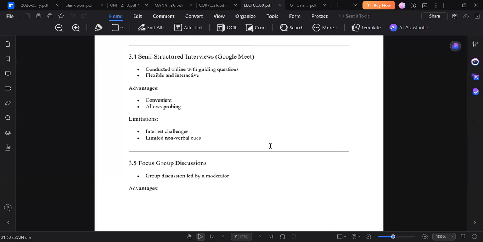Number one, the aspect of convenience. So participants and researchers can join at any location. You save time and cost. It's flexible to allow the researcher to explore new ideas or themes, okay, that may emerge in the discussion.